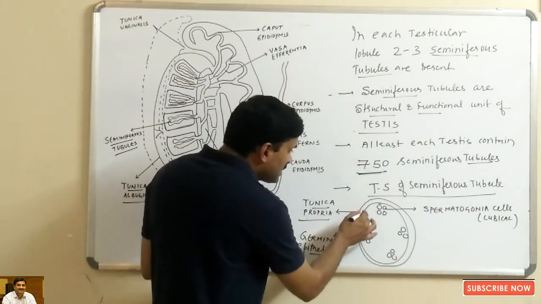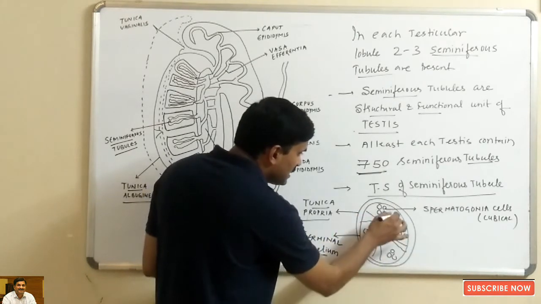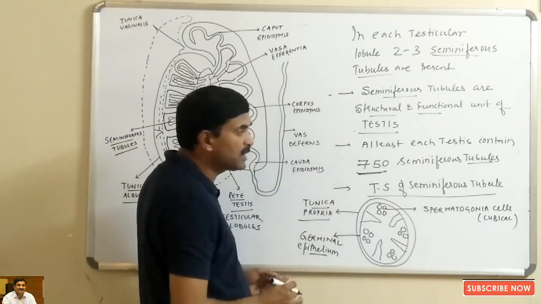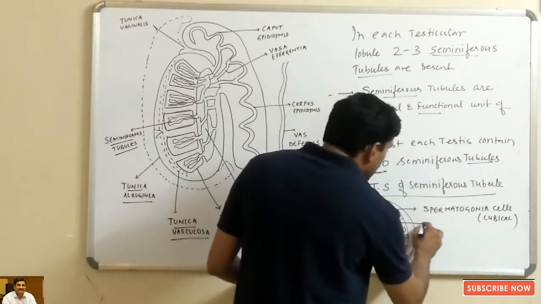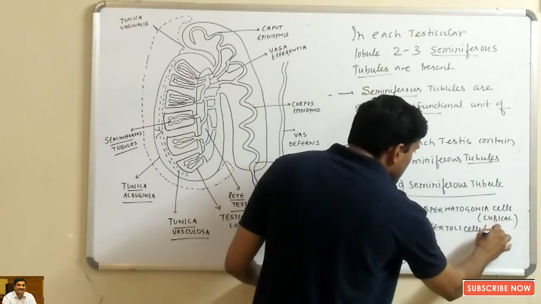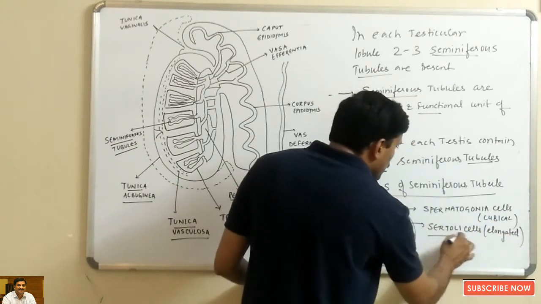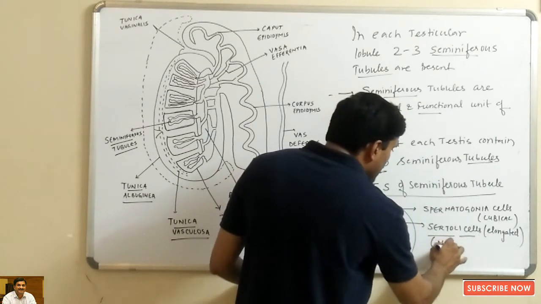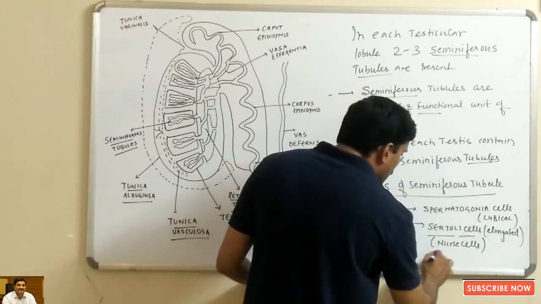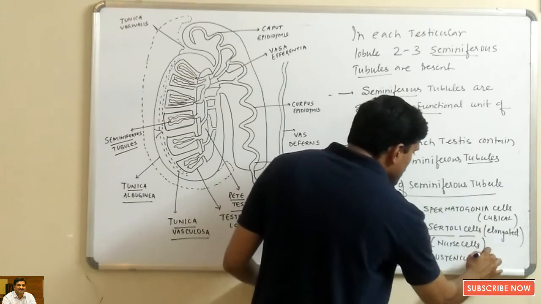And the other cells are a little bit elongated. These are the elongated cells which are associated with the germinal epithelium of the seminiferous tubule, and these cells are called the Sertoli cells. The Sertoli cells are also called nurse cells, and they are also called sustentacular cells.